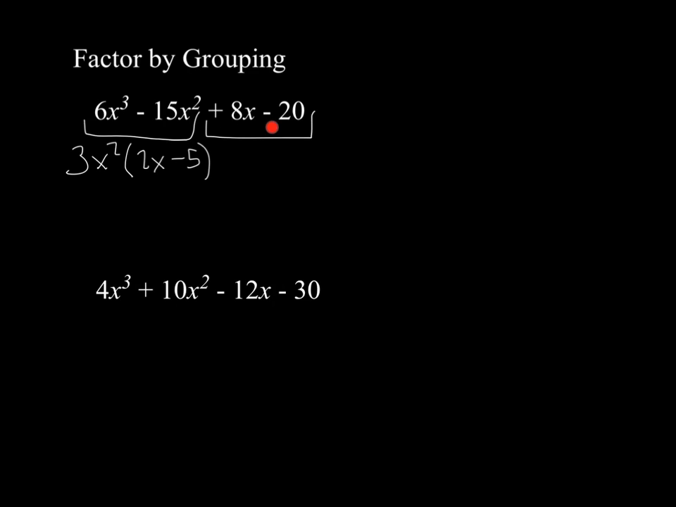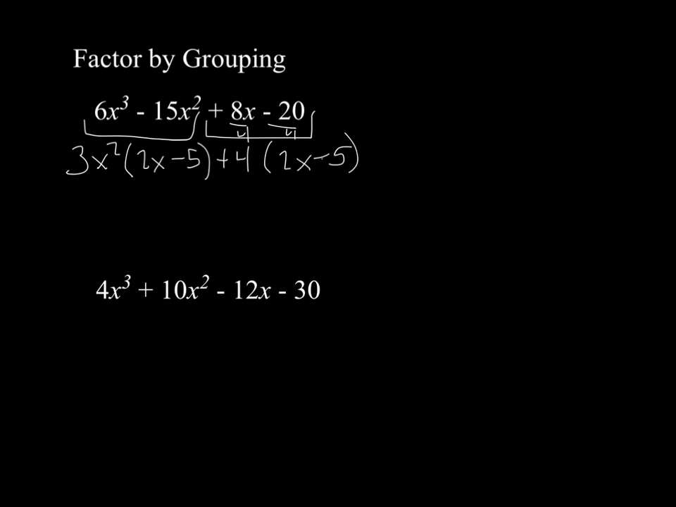Now looking at the second set of two terms there, they both have a common factor of 2. In fact, there's a larger common factor of 4. So I'm going to pull out a common factor of plus 4 and divide both of these by that 4, which is going to give me 2x minus 5, which is nice because now I see I have that 2x minus 5 in both the first term and second term.